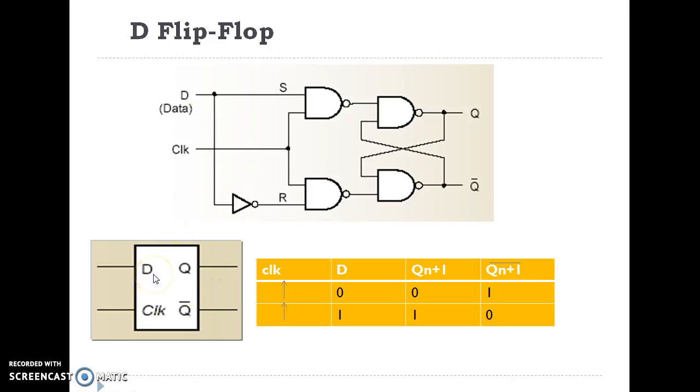It has got only a single input D, and it has got a clock input, and again two complementary outputs Q and Q bar. And for this flip-flop, whatever be the input will appear at the output at the triggering edge of the clock pulse. When the D input is equal to 0, this input will appear at the output at the triggering edge of the clock pulse.